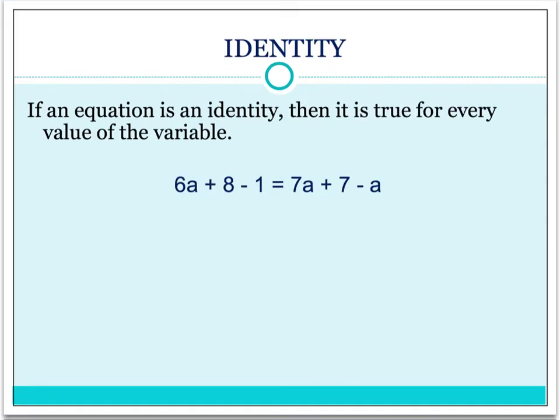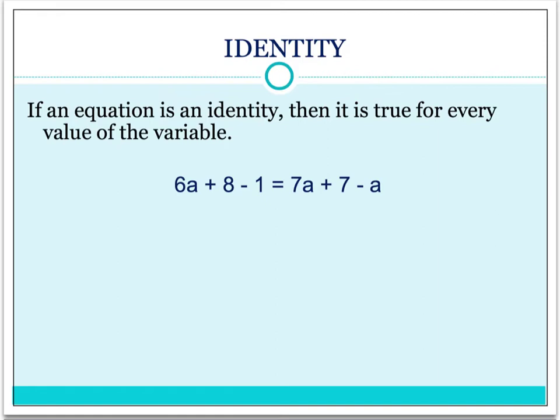It's not only possible to have an equation with no solution, it's also possible to have an equation with an infinite amount of solutions. We call this an identity. An equation will be considered an identity when it's true for every value of the variable. When every value that you plug in for the variable comes out to be a true statement, you know that you have an identity. Let's take a look and see what this looks like.